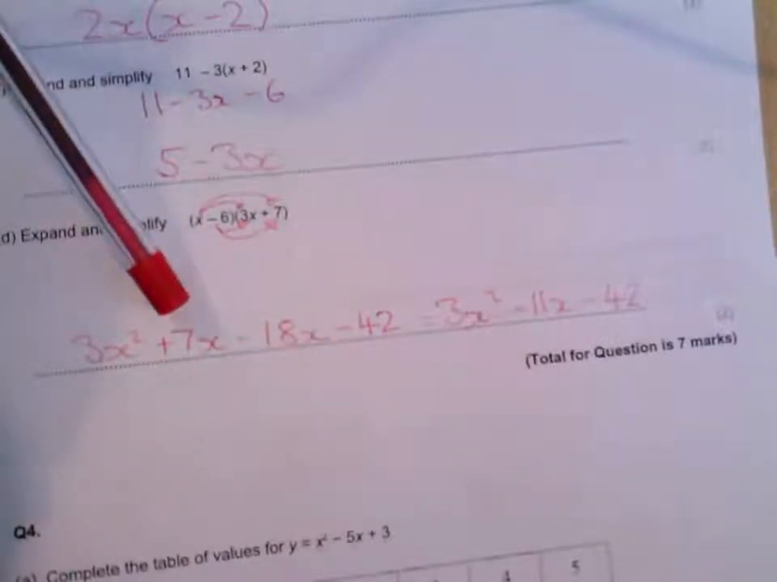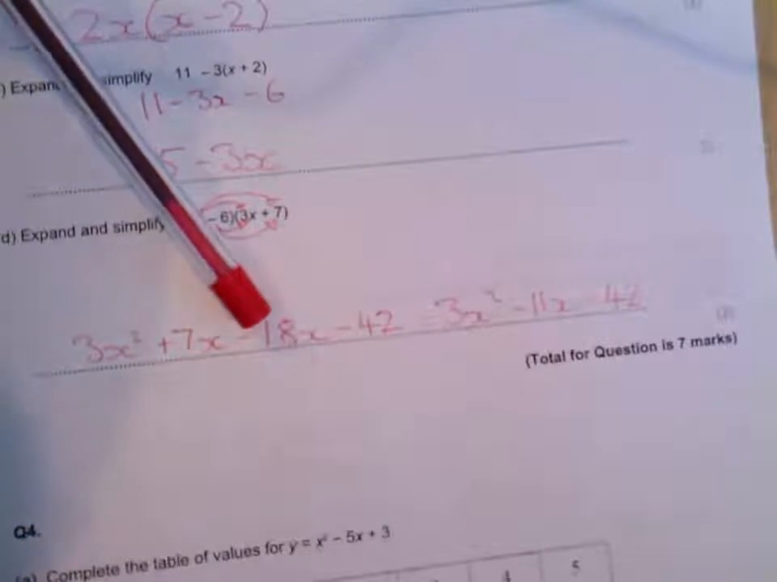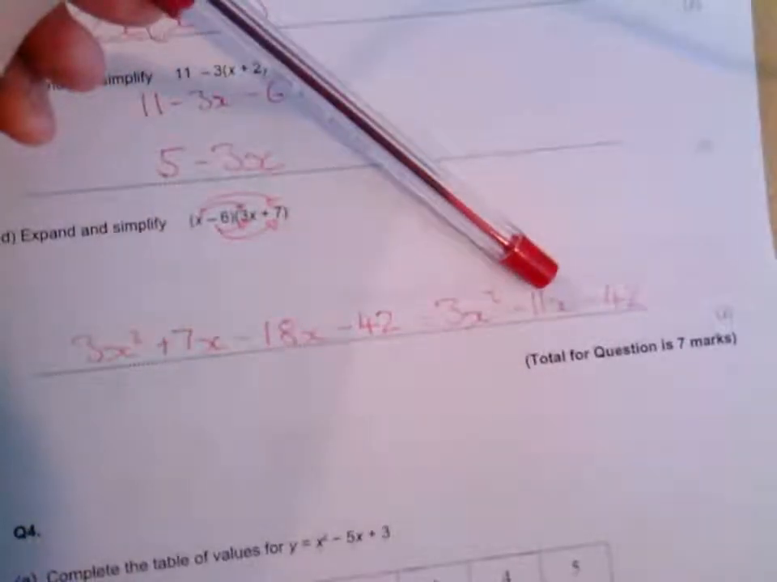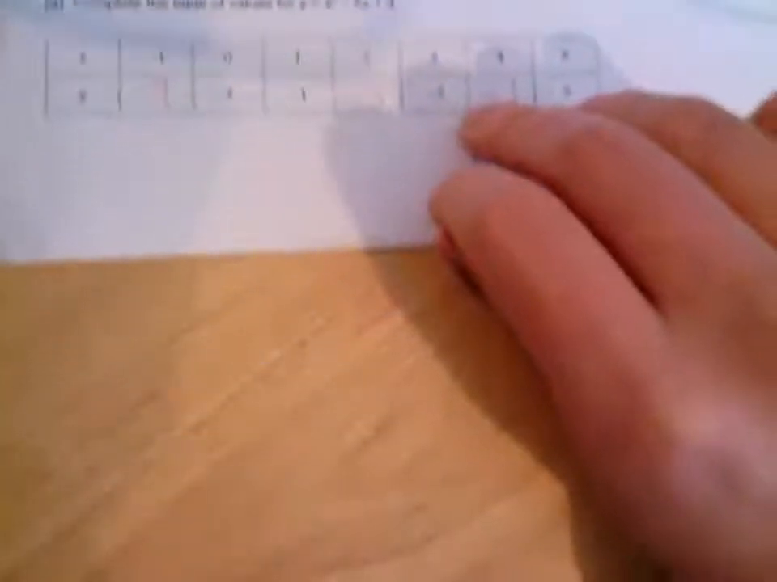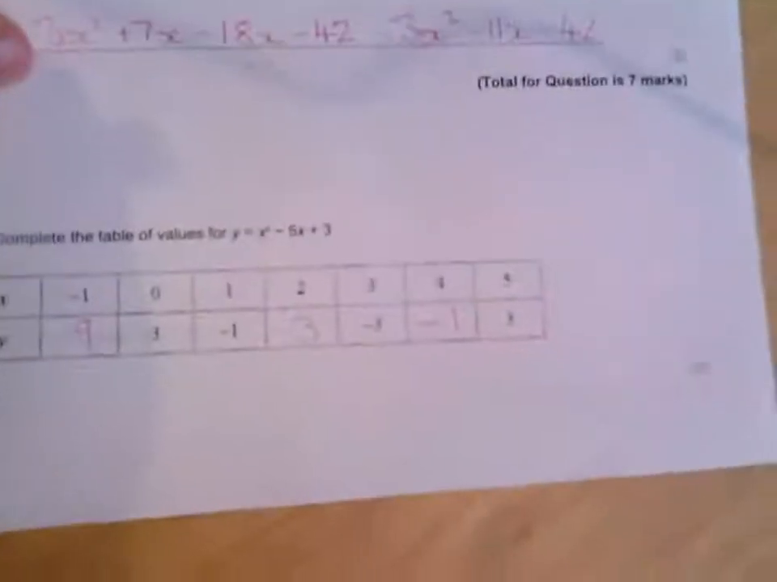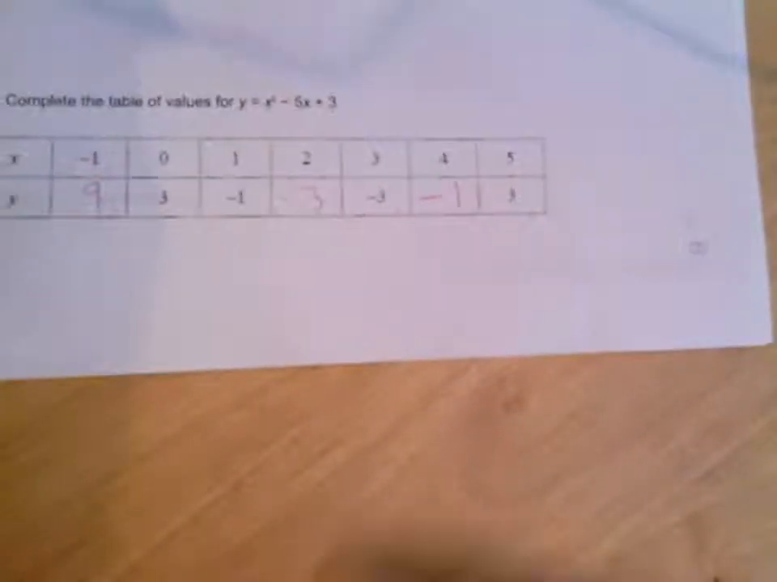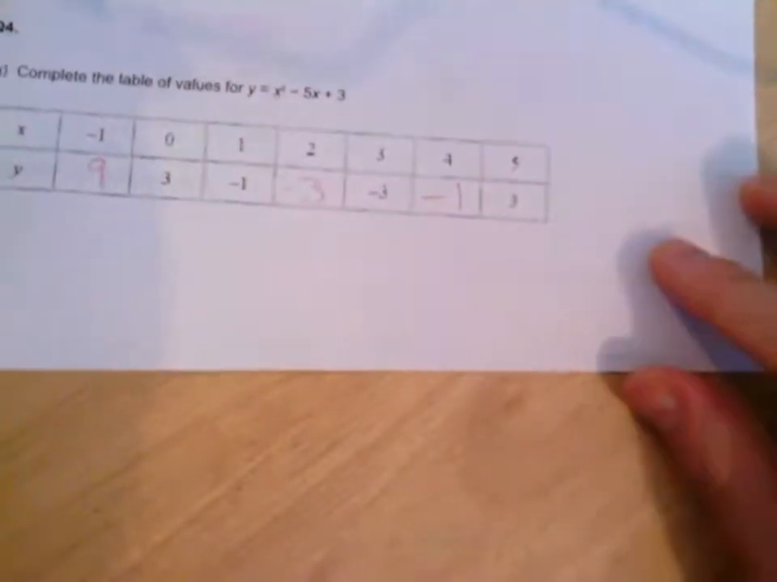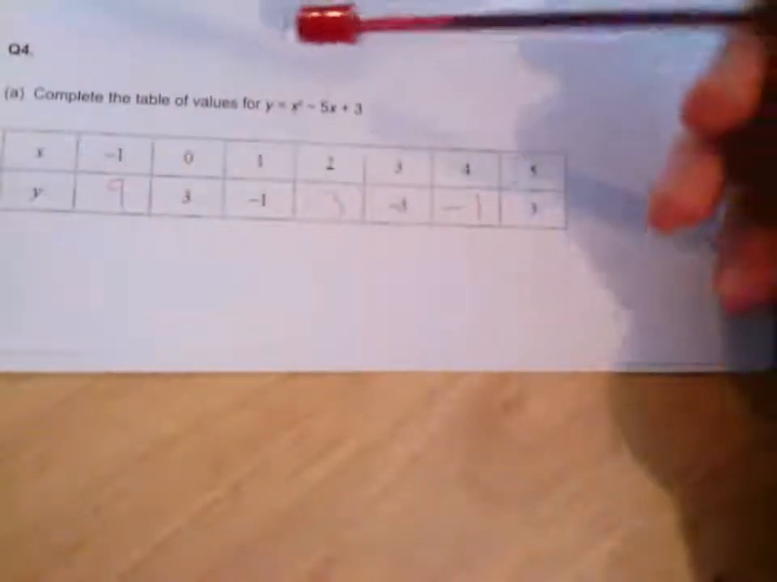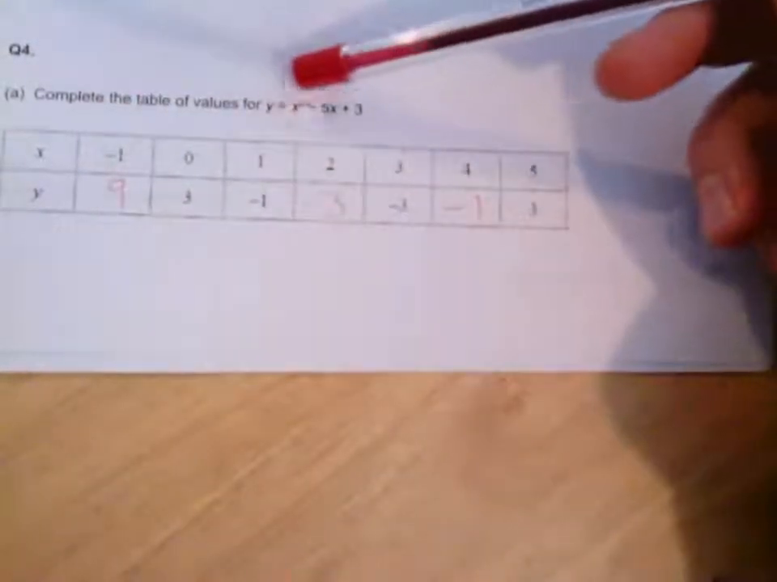I can then group together the 7x and the minus 18x to end up with minus 11x and with the two other terms. Question 4, you were given some values in a table. You are asked to complete the missing values in that table. So again, this is a case of substitution, just like question 1. I'm needing to replace x with minus 1 in my equation.